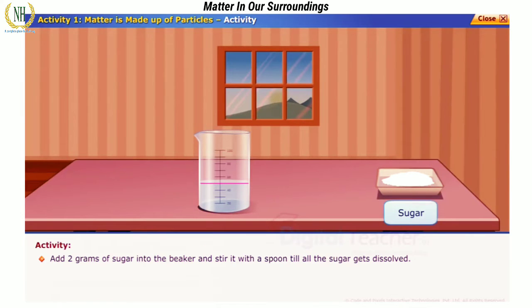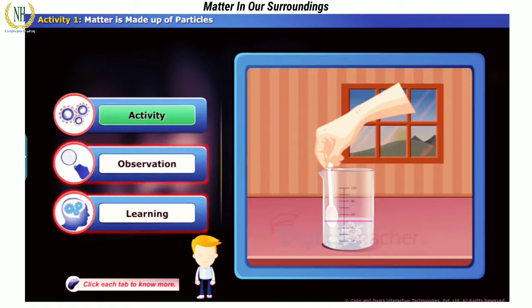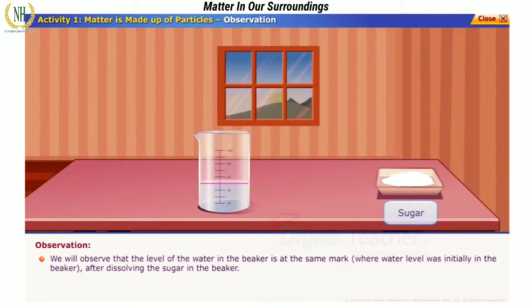Add 2 grams of sugar into the beaker and stir it with a spoon till all the sugar gets dissolved. Observe any changes in water level. We will observe that the level of the water in the beaker is at the same mark, where water level was initially in the beaker, after dissolving the sugar in the beaker.